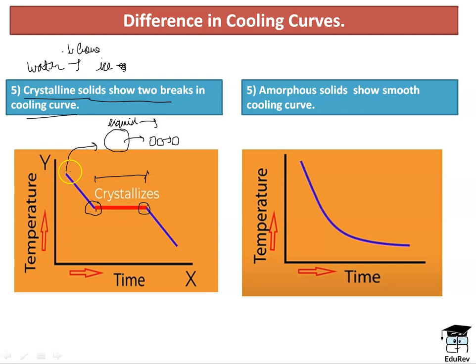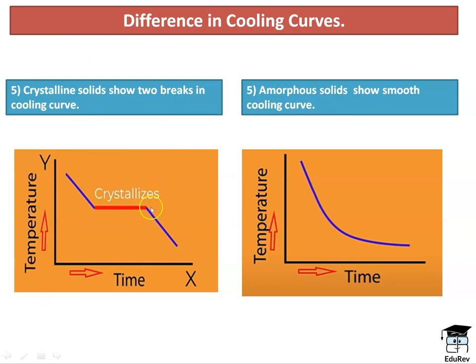At a particular time its temperature is this, but as time extends, its temperature decreases. But a point is reached where the time is increasing but the temperature remains constant. This can be shown from here. You can see that in the case of crystalline solids, time increases, temperature decreases, but temperature remains constant for a particular time period. This is where crystallization takes place.